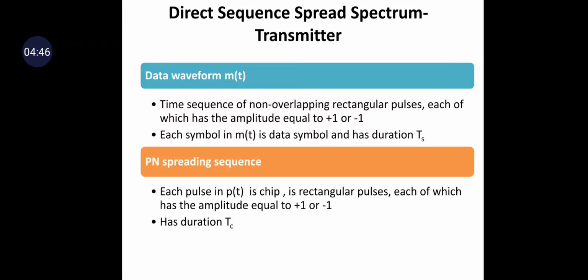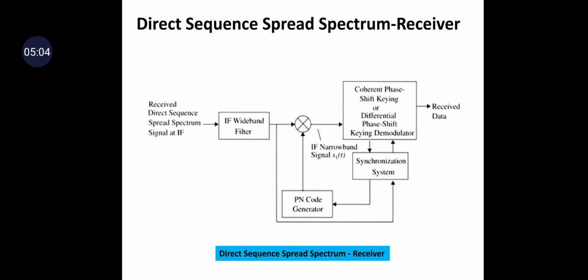And the PN spreading sequence is denoted by p of t. Each pulse in p of t is called a chip. It is a rectangular pulse, each of which has an amplitude equal to plus or minus 1. The duration of this is denoted by Tc. So this is the direct sequence spread spectrum receiver.